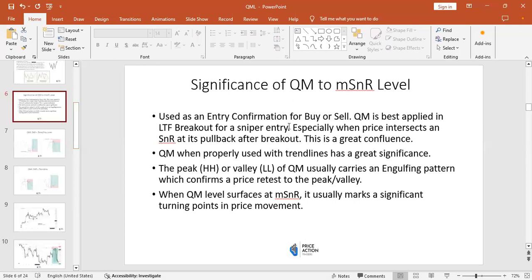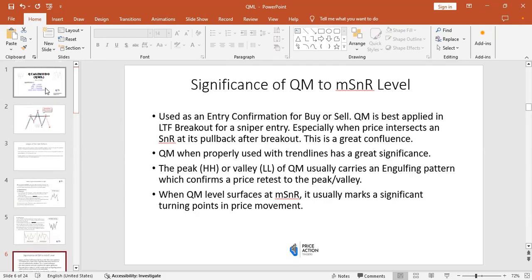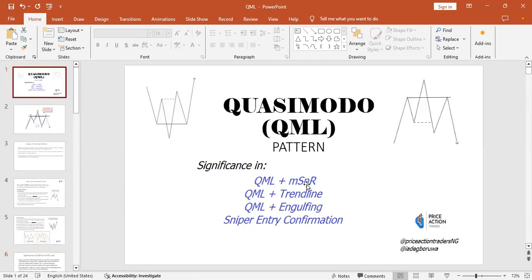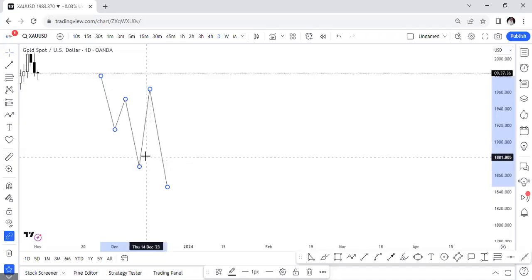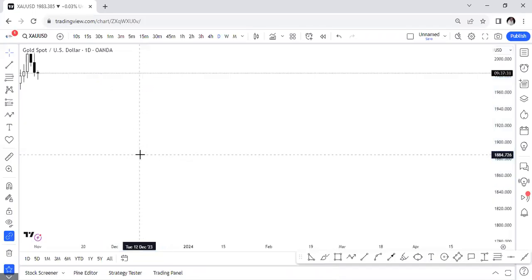So now we talk about the significance, because this is why I bring you this as a new month gift. How do the Malaysian traders integrate this into their trading so that it looks more probable? How do they use it? QML plus SNR. You find out that at each level of pullback into the peak of value, you get an SNR.